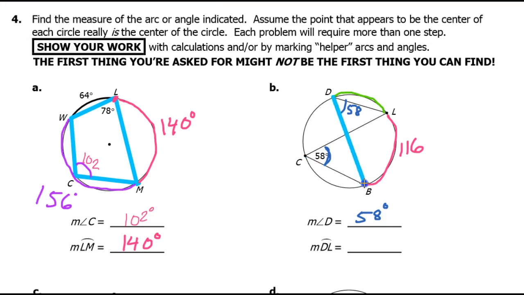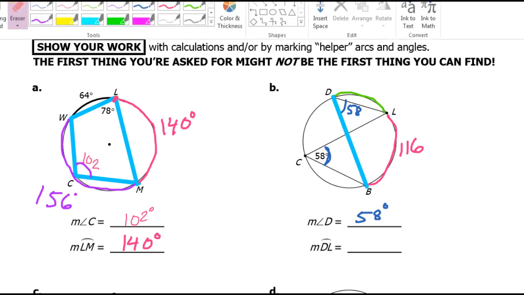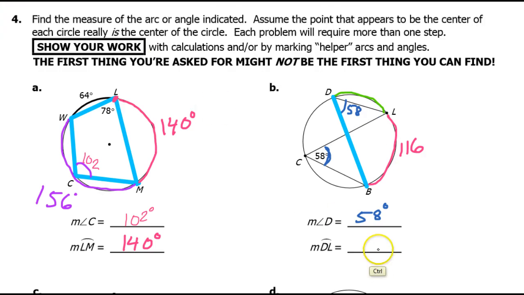Karem understands that this is a diameter, so we're looking at a semicircle. So we would subtract 116 from 180. And what did you get, sir? 64. Okay. Any questions about part B?